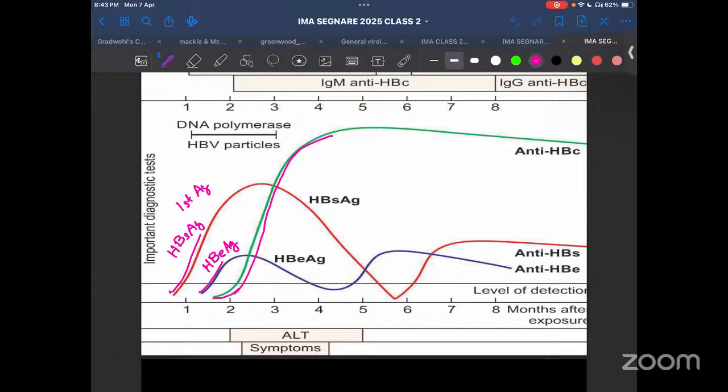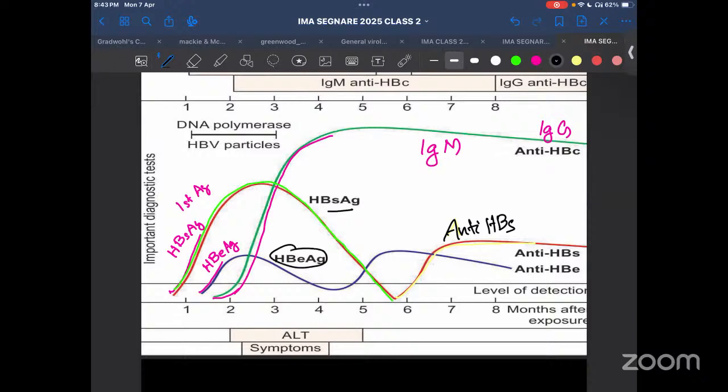So this is anti-HBc, and in anti-HBc we have IgM in the initial phase, and IgG in the later phase. Now see, this is HBsAg. It rises, and then it falls and goes below detection level. And when it goes below detection level, who rises? Anti-HBs. Once HBsAg disappears, anti-HBs rises.